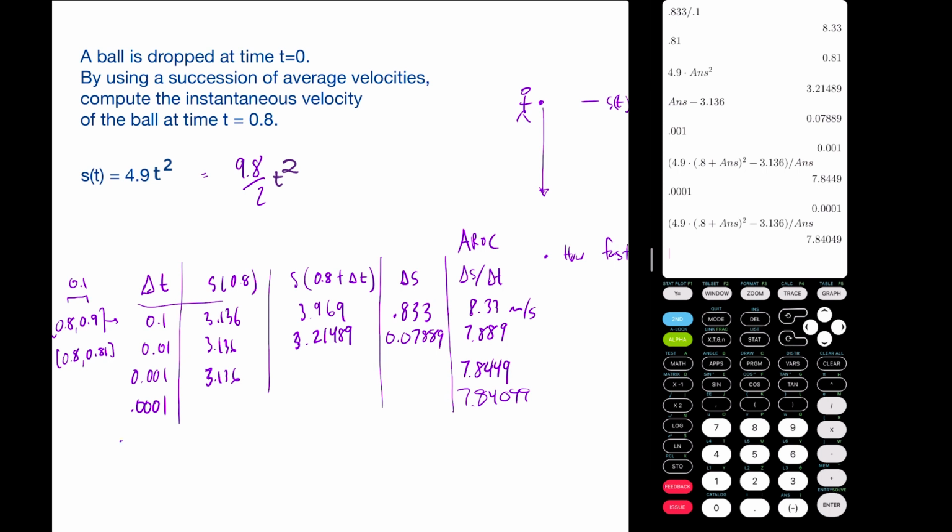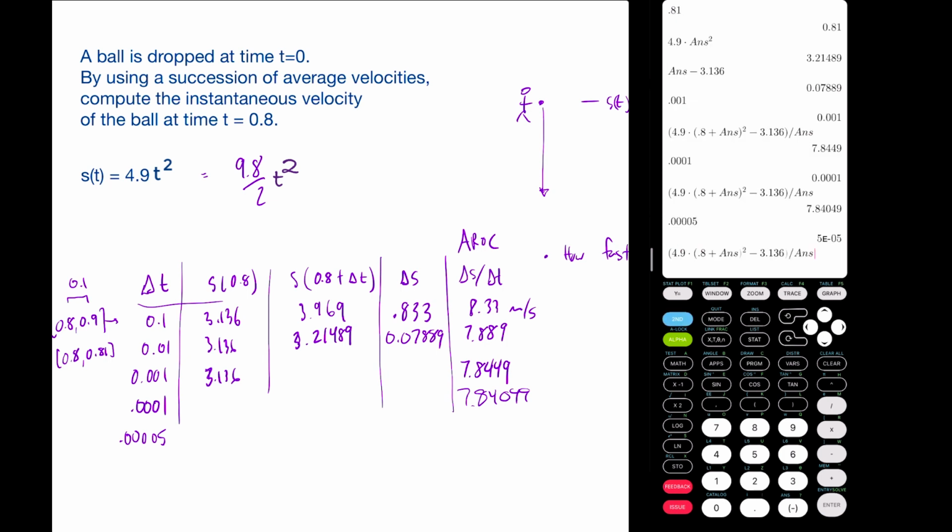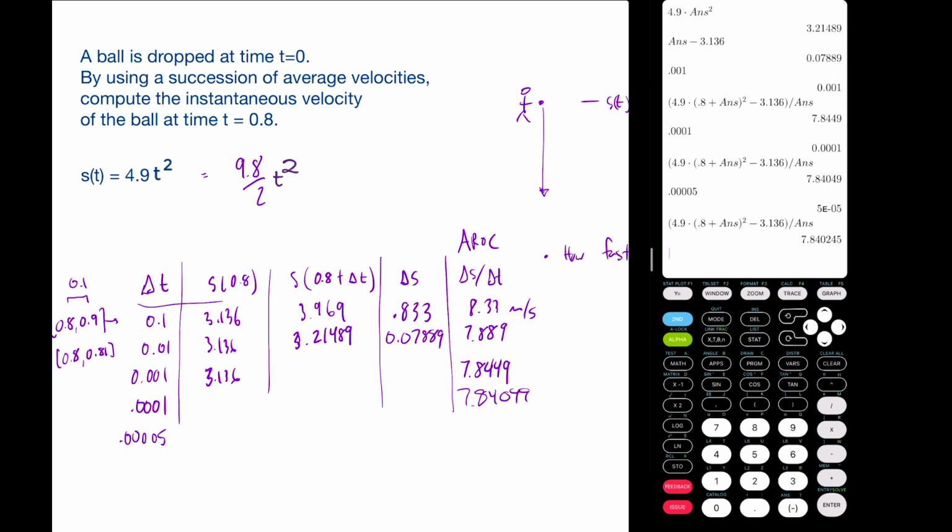Let's get off of the powers of 10 sequence a bit. So let's go 0.00005 and see what happens. 1, 2, 3, 4 zeros, and then a 5. Look how fast that makes it. Isn't that awesome? Oh, I love using the ANS trick. So this is going to be 7.840245. I think I see what's happening. I think this part here is going to 0.